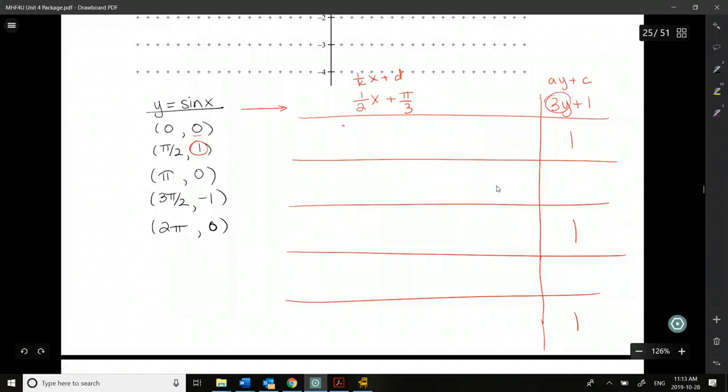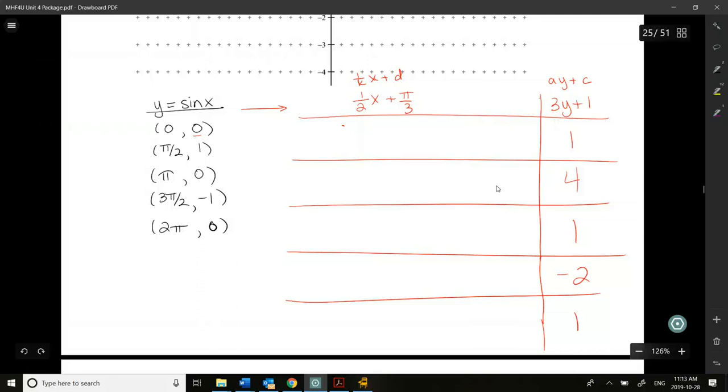Positive 1 times 3 plus 1. That will give us 4 for that coordinate. And then for negative 1 times 3 plus 1, negative 2. Perfect. Those ones are relatively easy. For the x coordinates, they're not difficult. We just need to make sure that we find common denominators here.